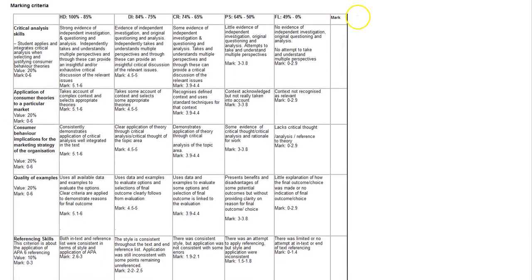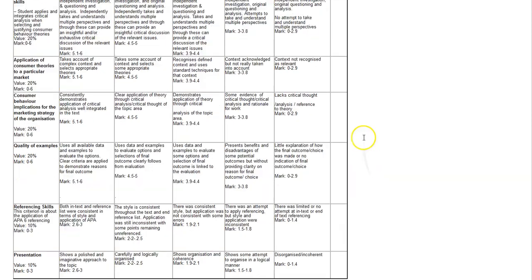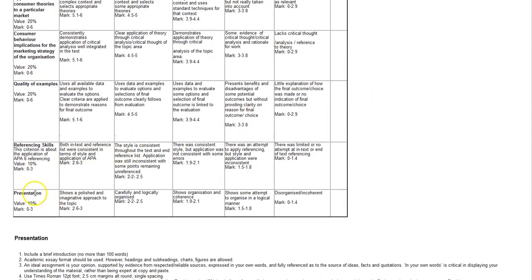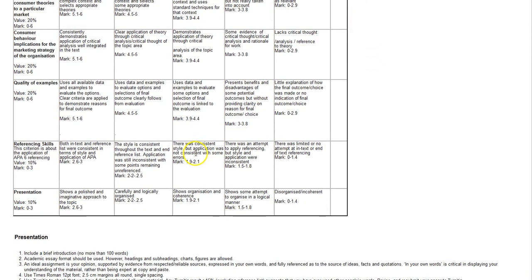Now, the marking criteria are very straightforward. They're laid out. So there's critical analysis skills. We look at your application, the implications, the quality of your examples, your referencing skills, and also your ability to present. When we talk about presentation, to fit the high distinction mark for presentation, we're talking about being able to show a polished and imaginative approach to the topic.